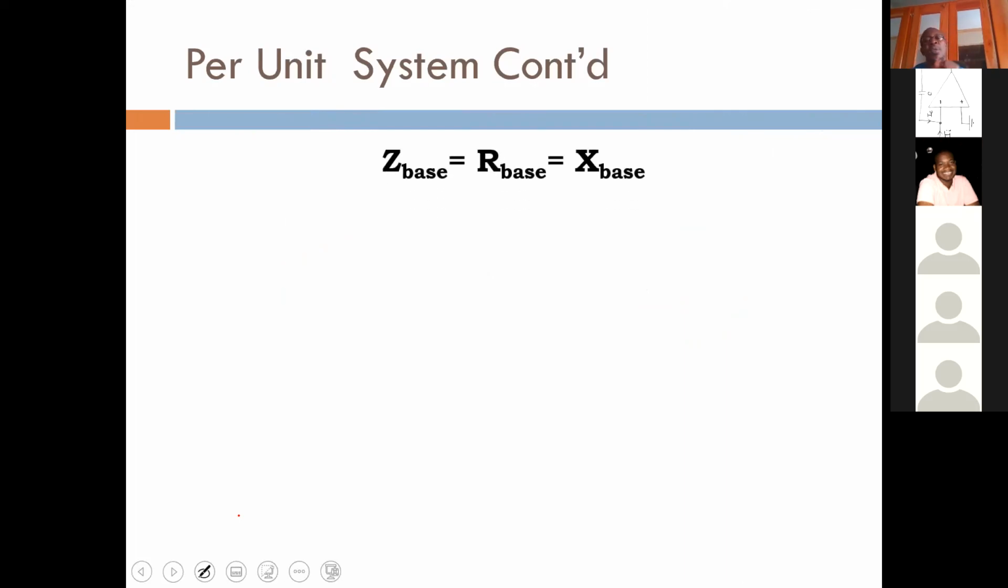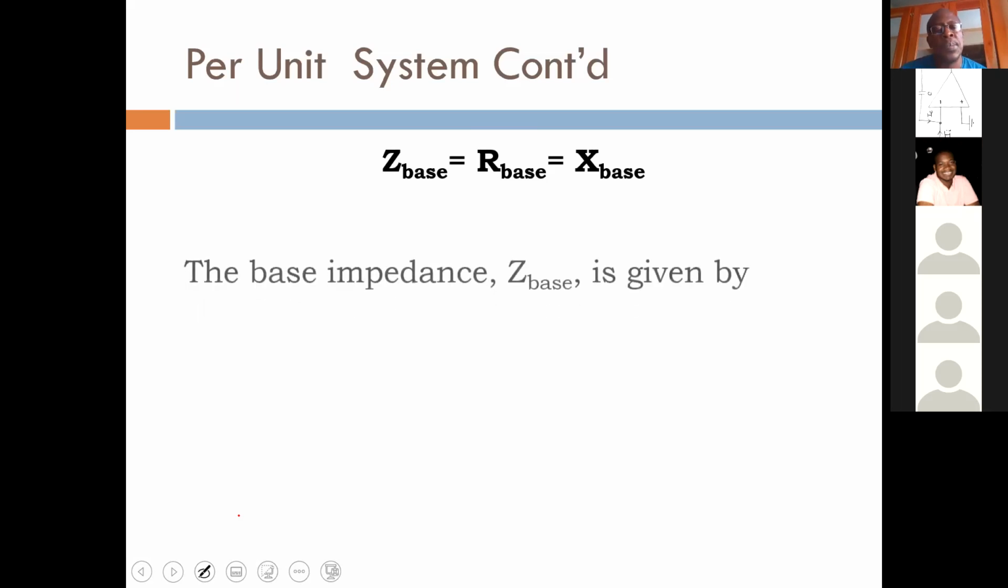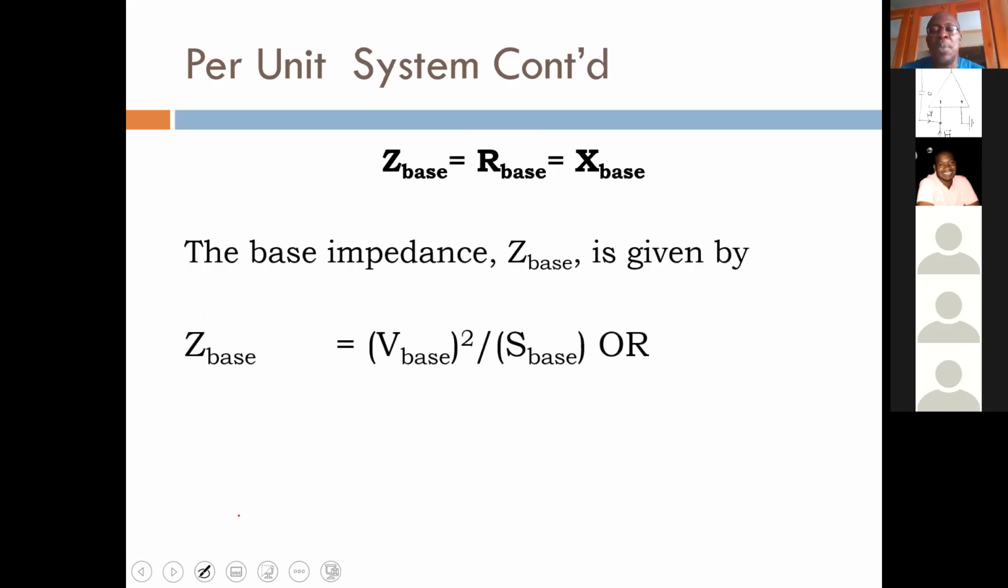Z base must be equal to R base must be equal to X base. So in other words, remember you would have selected S and V. From that, you would derive I base, but you can also derive R base. So R base, or Z base rather, would be equal to V base squared over S base.